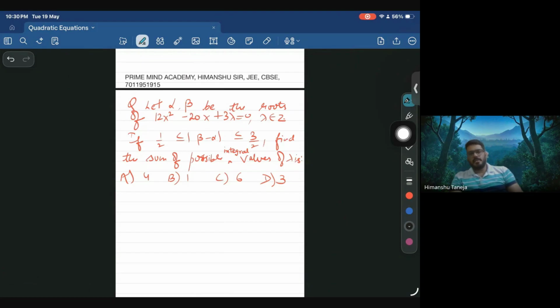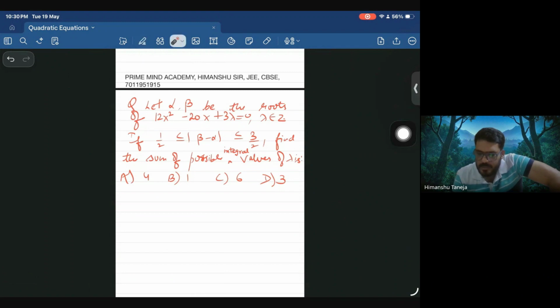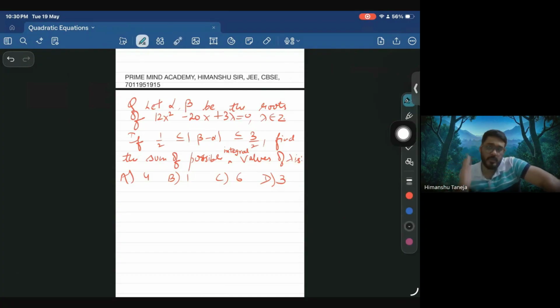So if alpha, beta are the roots of the equation 12x² minus 20x plus 3 lambda equals 0, and the value of beta minus alpha lies between 1 by 2 and 3 by 2, what is the sum of the integral values of lambda? Lambda is present in this quadratic equation, and from this quadratic equation, using the formula, we need to calculate the value of lambda in this particular situation.